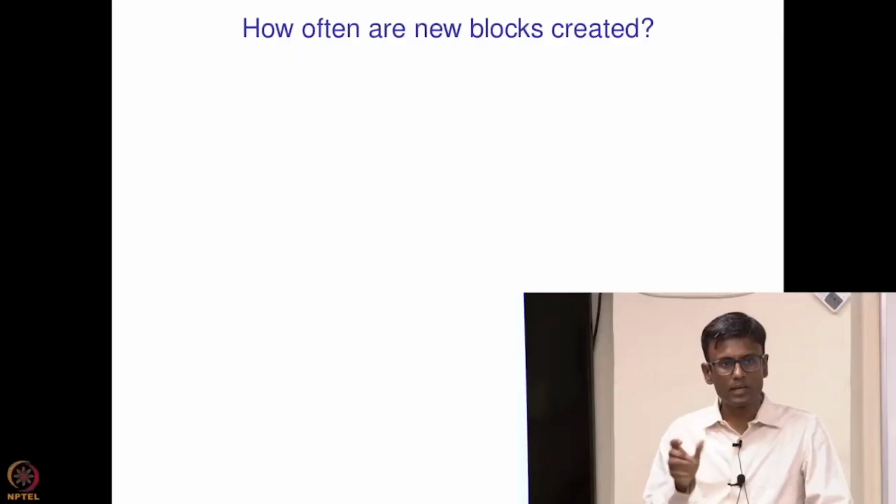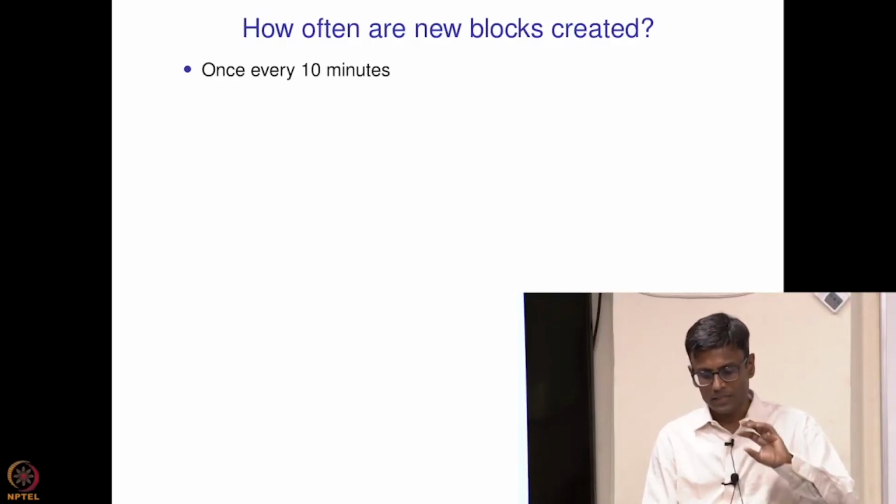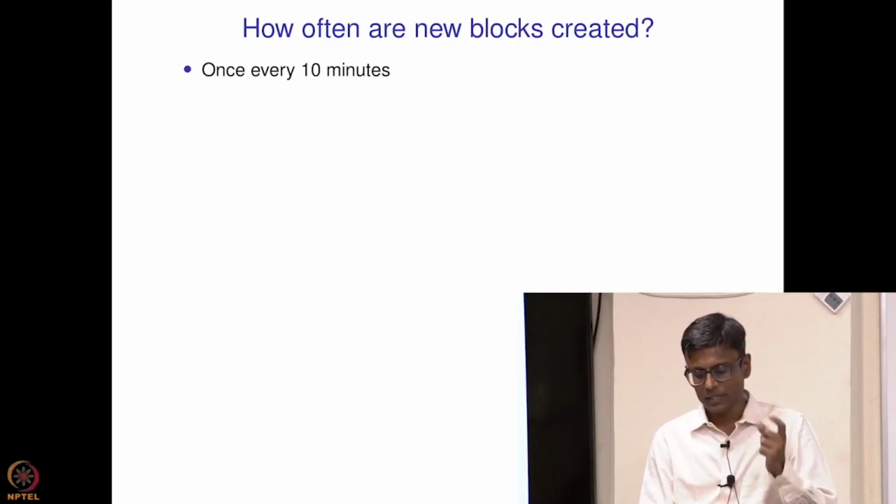Okay, so how often are new blocks created? I said that currency supply was one of the problems for decentralized cryptocurrencies, and new 6.25 bitcoins are created every block. So how quickly are new blocks created? What is the interblock time? In the Bitcoin protocol, it tries to achieve an interblock time of 10 minutes.